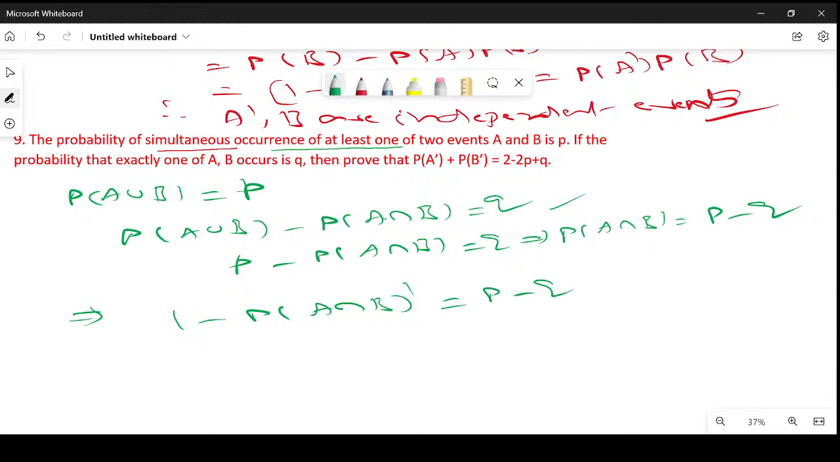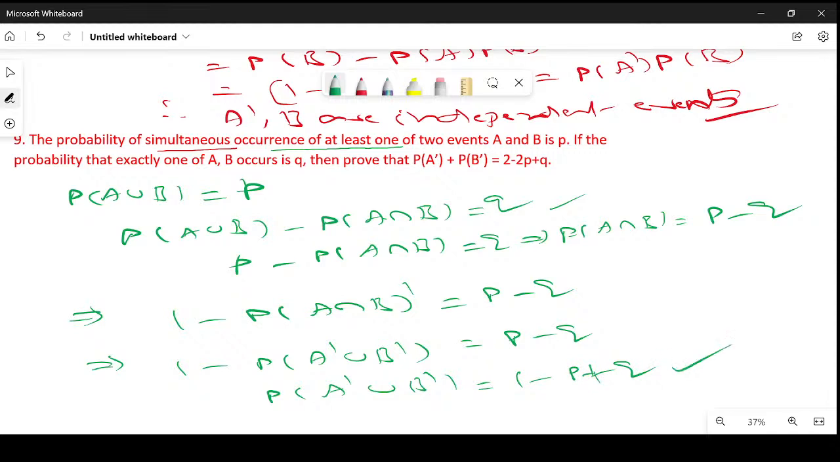So from this I can write 1 minus P of A intersection B whole complement equal to P minus Q. Why? Because we know P of A complement is 1 minus P of A. Apply De Morgan's law: P of A complement union B complement is equal to P minus Q. From this I can find P of A complement union B complement equal to 1 minus P plus Q.